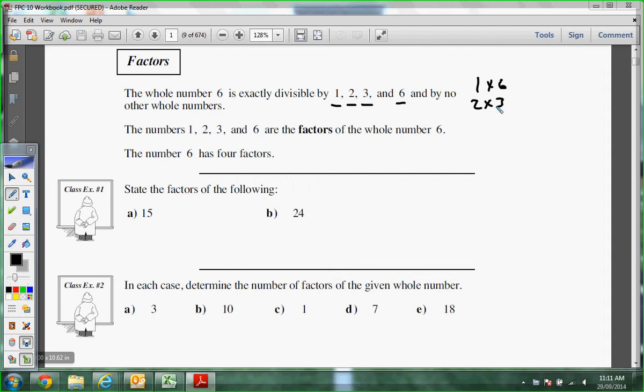And you'll state the factors of 15. So for 15, 1 and 15. You have 3 and 5. And that's it. So you have 4 factors for 15. 24's got a bunch. Okay? 1 times 24. 2 times 12. 3 times 8. 4 times 6. Okay? So you have 8 factors.